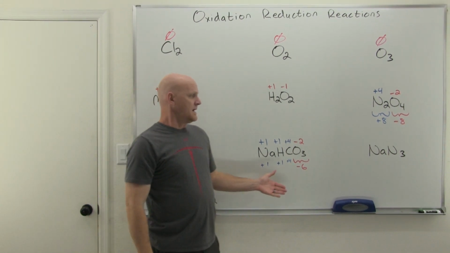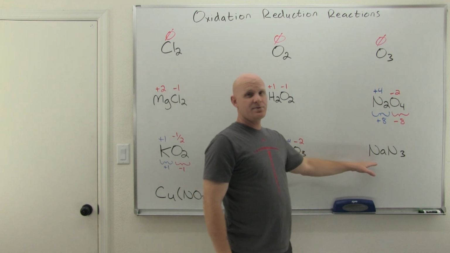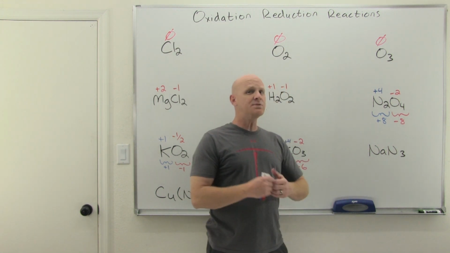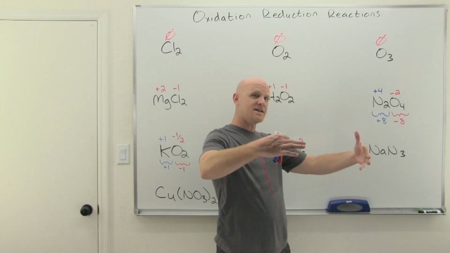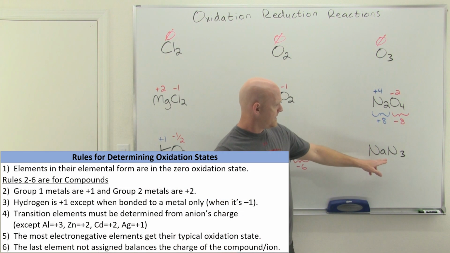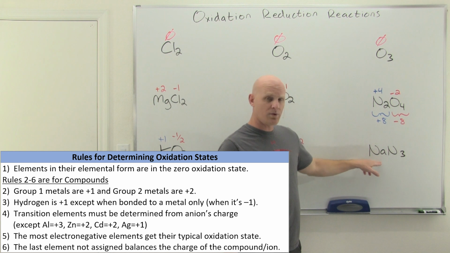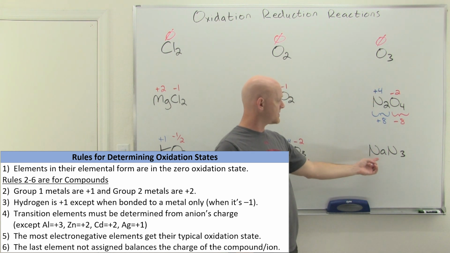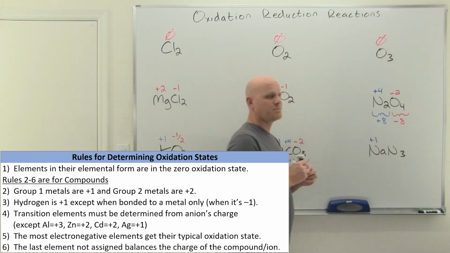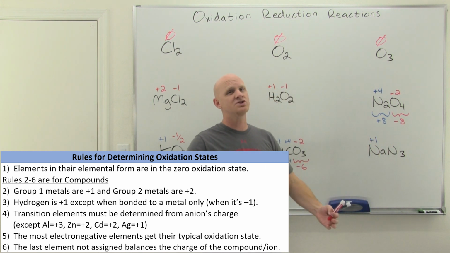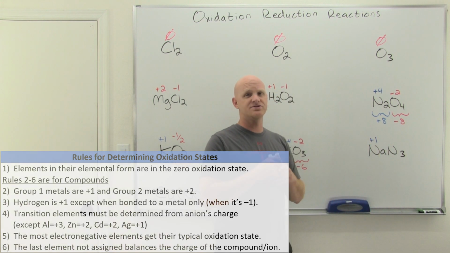Okay, so another tricky example to look at here is NaN3. This is sodium azide. It's the explosive stuff found in airbags. So it turns into nitrogen gas and inflates that airbag really quickly. In this case, we skip rule number 1, move on to rule number 2, and we do have a group 1 metal. And in this case, group 1 metals in compounds are always +1. And then you just skip straight to rule number 6, and the nitrogen has to balance the rest out.